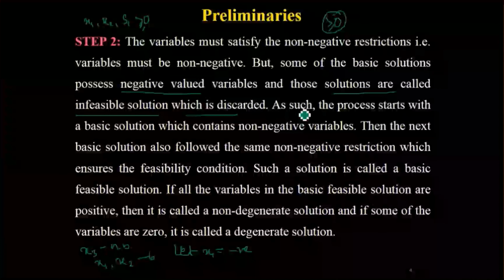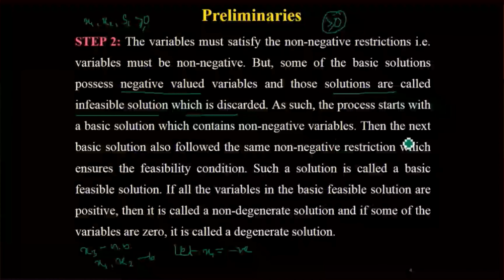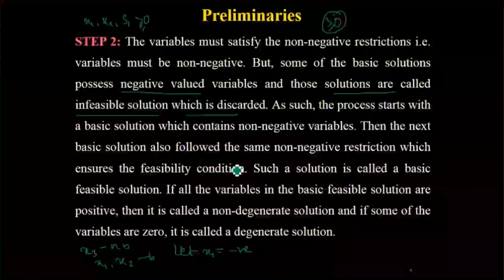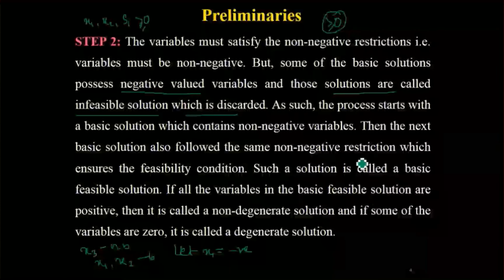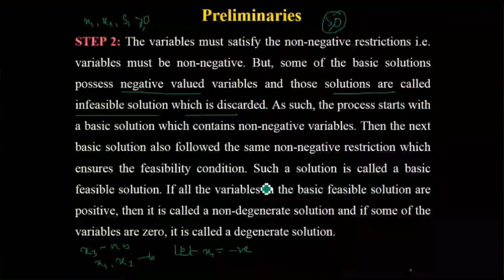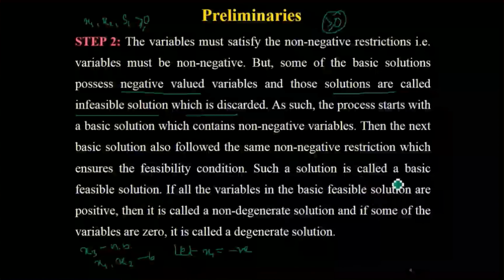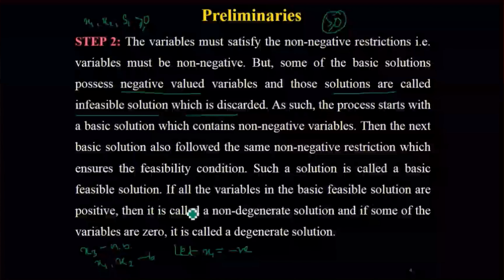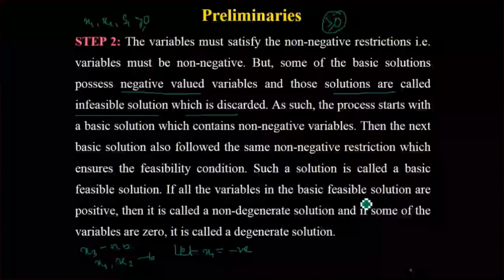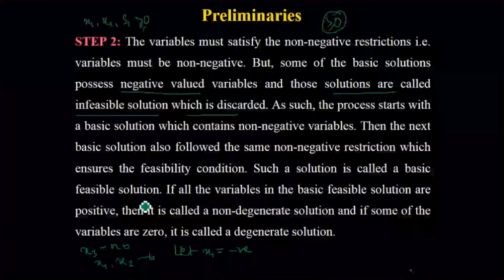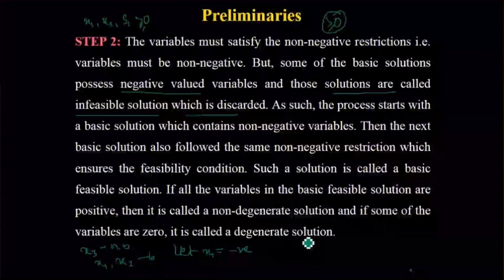As such, the process starts with a basic solution which contains non-negative variables. Then the next basic solution also follows the same non-negativity restrictions, which ensures the feasibility condition. Such a solution is called a basic feasible solution. If all the variables in the basic solution or basic feasible solution are positive, then it is called a non-degenerate solution, and if some of the basic variables are 0, then it is called a degenerate solution.